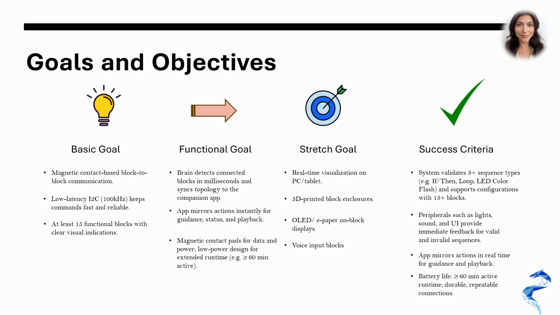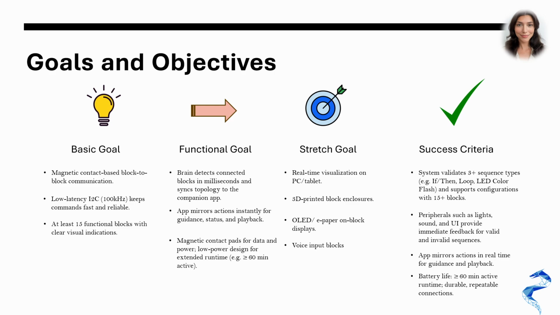As a team, our goals for Blocks of Code version 3 build directly on the idea of reimagining the building blocks of programming. On the basic goal side, we want kids to build programs by literally snapping blocks together. That's why we use magnetic contact-based block-to-block communication and low latency I2C at 100 kHz. Our aim is to have at least 15 functional blocks in this version, each with a clear visual indication so the function is obvious on the table, not just on a screen.